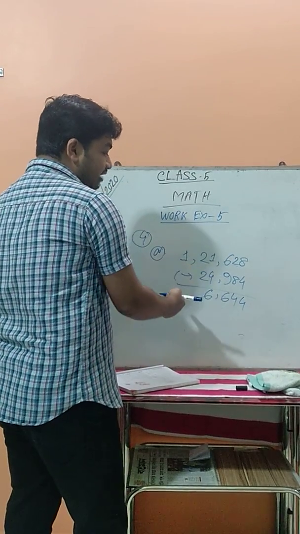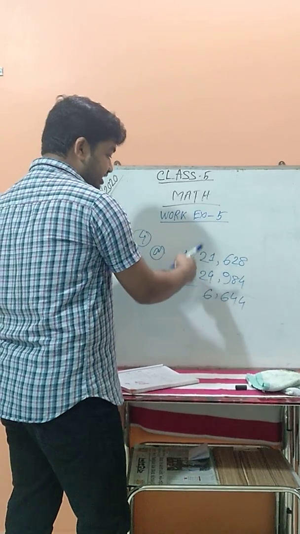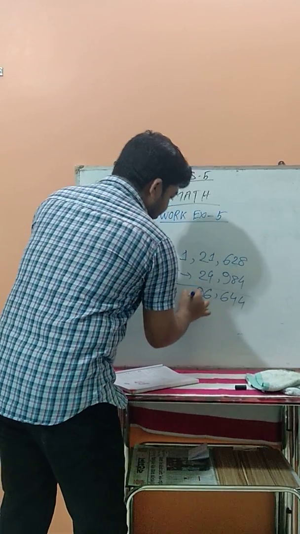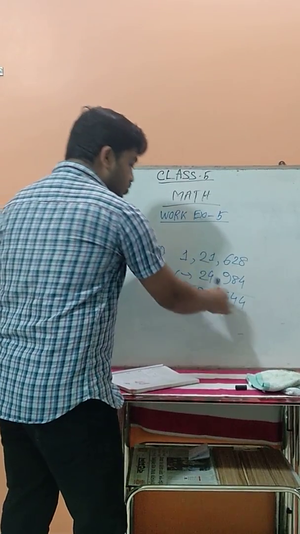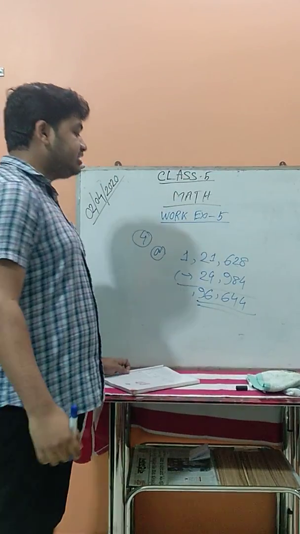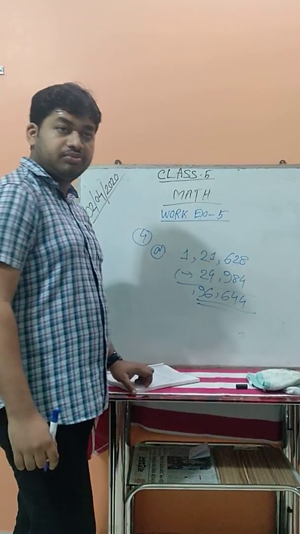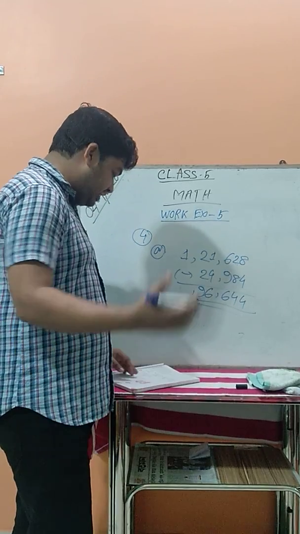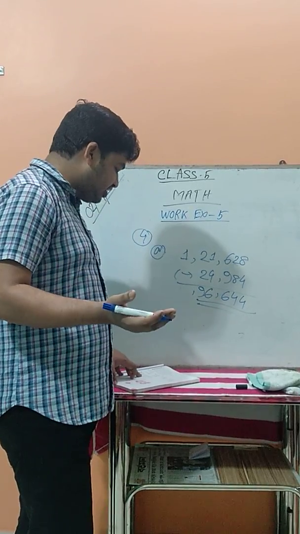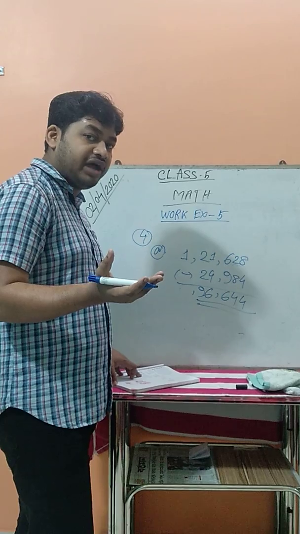Now 6 is 1 in hand. Now 2 plus 1 is a 3. 3 into 12 is a 9. Now 9, 1. So this one is the answer. 96,644. So by this way, the subtraction, and then another one is given. Find the difference. Difference means the subtraction, number 5 also.